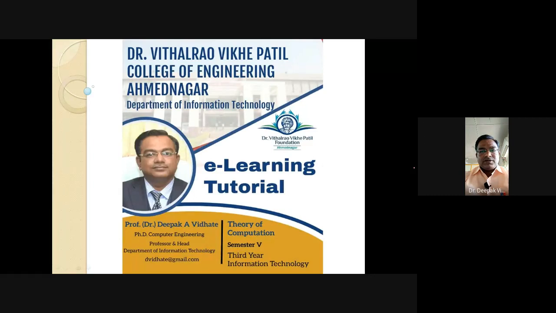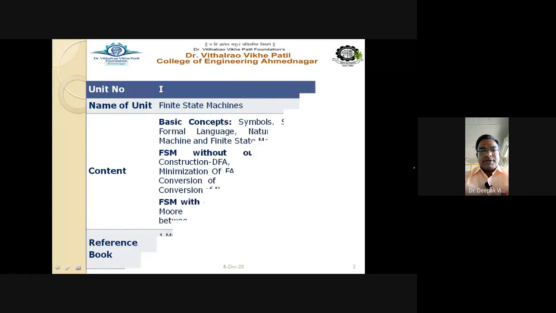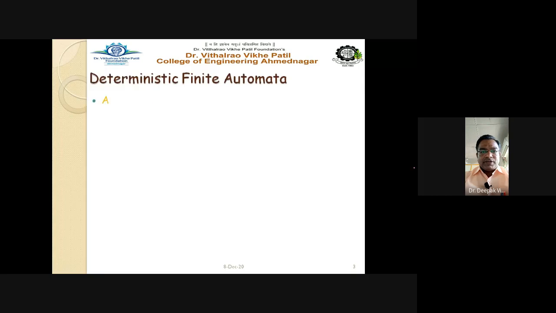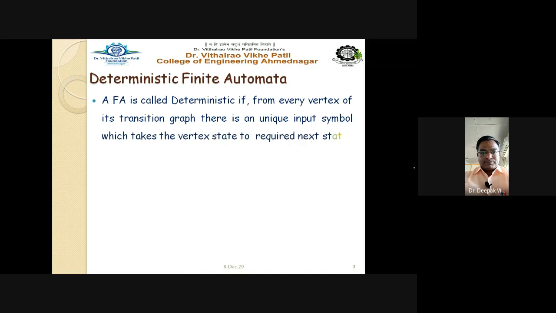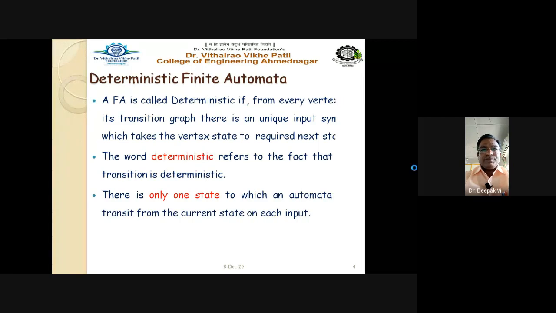In today's lecture, we are now moving further. As you know, this finite automata is divided into two types, that is the deterministic finite automata and non-deterministic finite automata, that is DFA and NFA. So in today's lecture, we are going to discuss DFA, the deterministic finite automata, the definition of DFA, and how to construct a DFA model for a given problem statement. So let us see the definition of DFA.